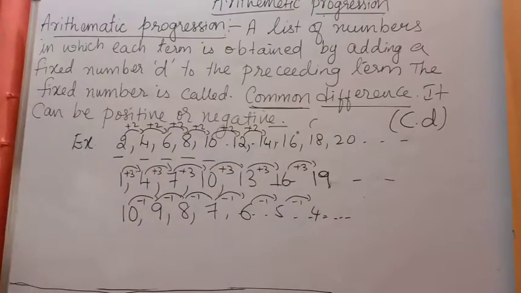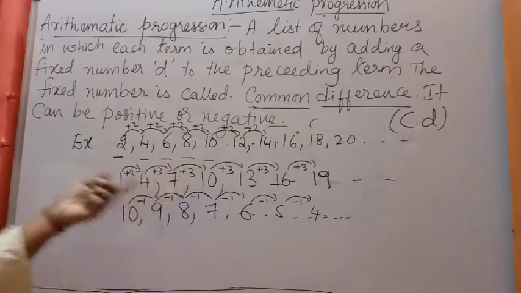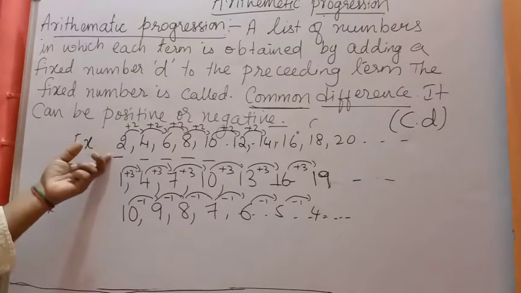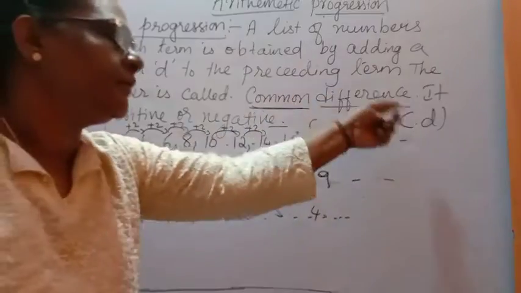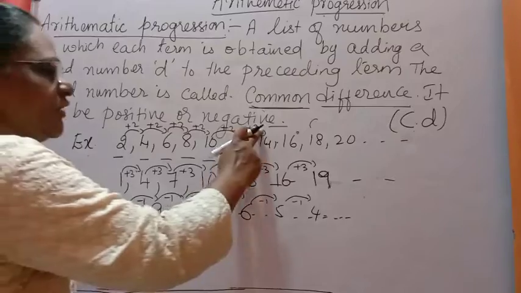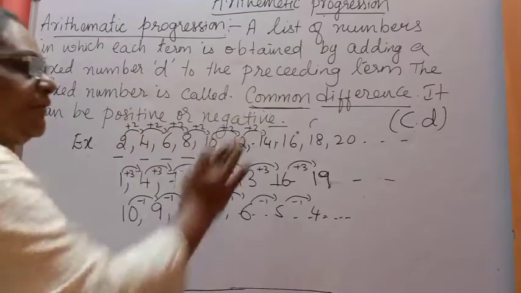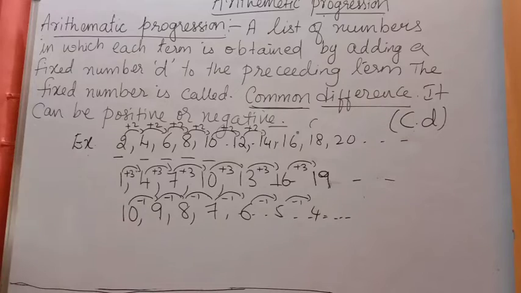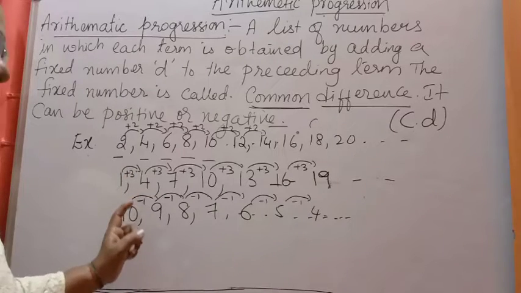Here this arithmetic progression is nothing but a list of numbers in which each term is obtained by adding a constant common difference to the preceding term. This constant common difference is known as d. This value of d can be a positive number or a negative number. This type of sequence of numbers is an arithmetic progression.